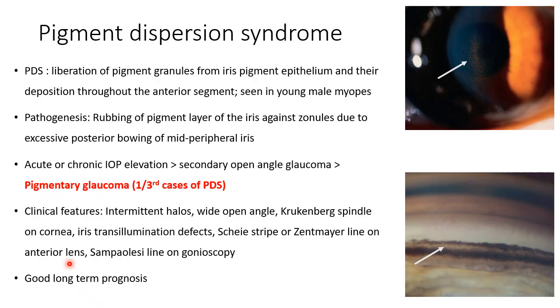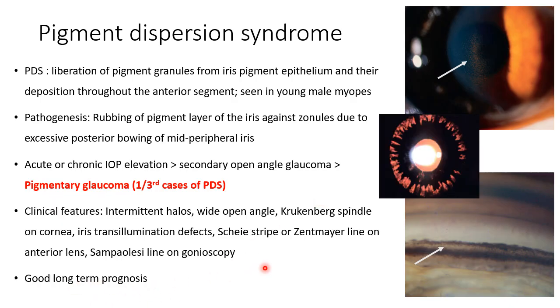Scheie stripe or Zentmayer line happens on the anterior lens, usually in the equatorial region. It is nothing but pigment deposition. Sampaolesi line, you already know. Sampaolesi line is seen on gonioscopy, and Krukenberg spindle is seen on the corneal surface. Good long-term prognosis is seen in this pigment dispersion syndrome.